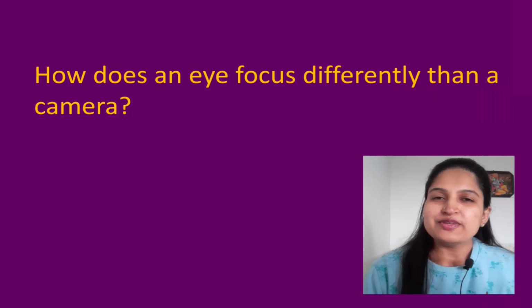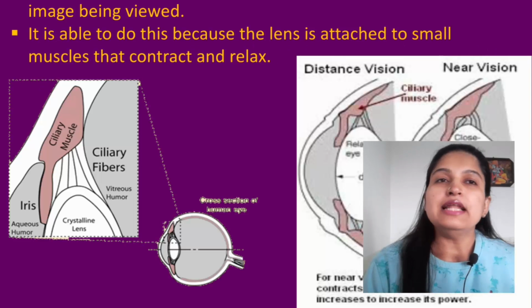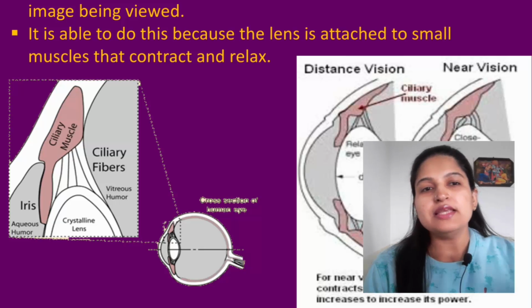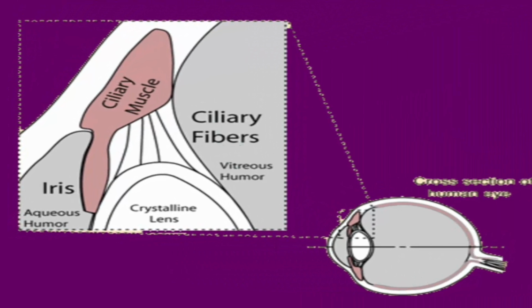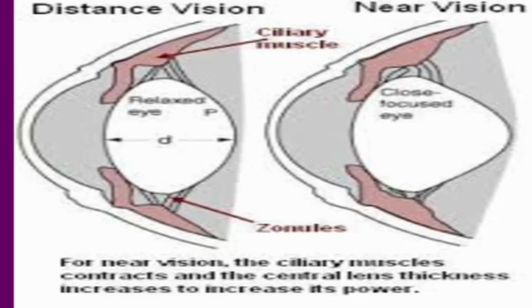Okay, now we are going to discuss another topic: how does an eye focus differently than a camera? The lenses in your eyes change shape to stay focused on a moving object. Here you can see the crystalline lens is connected with the ciliary fibers, which are connected to the ciliary muscles. When these ciliary muscles contract and relax, the focal length of the lens gets changed. So here in the figure you can see for distant vision, the ciliary muscle gets relaxed.